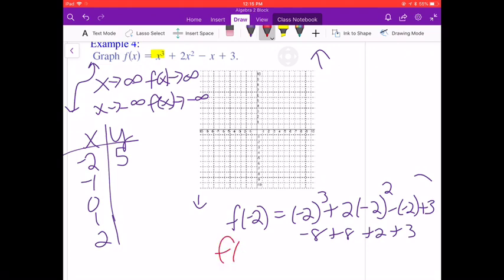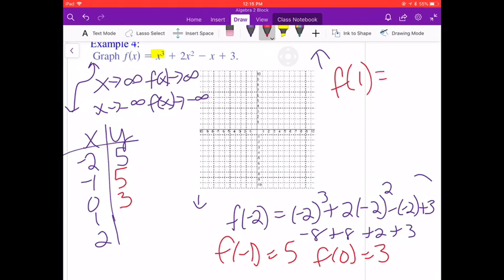So I'm going to find f of -1, and I'm going to get 5 again. If I get f of 0, you will get 3. If I plug in 1, I'm going to get 1 cubed is 1, plus 2 is 3, minus 1 is 2, plus 3, I'm going to get 5 again. And when I plug in 2, I did this one earlier, I think I get 17. So then I'm going to graph that.